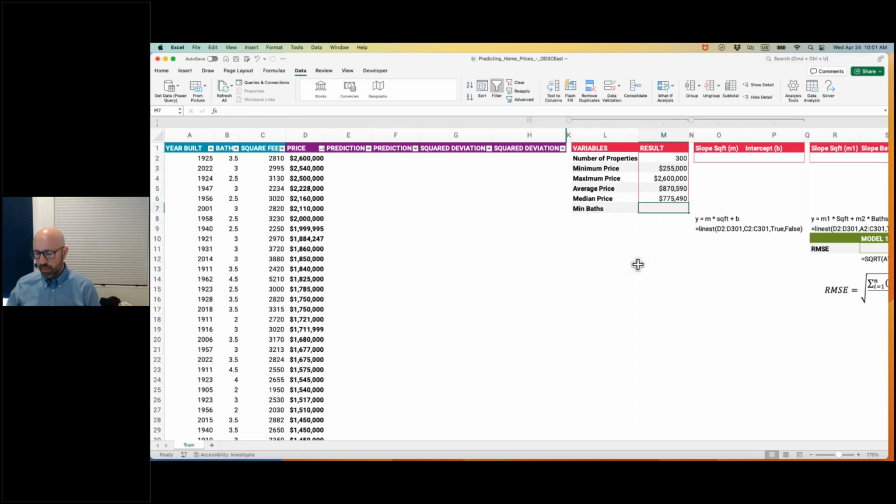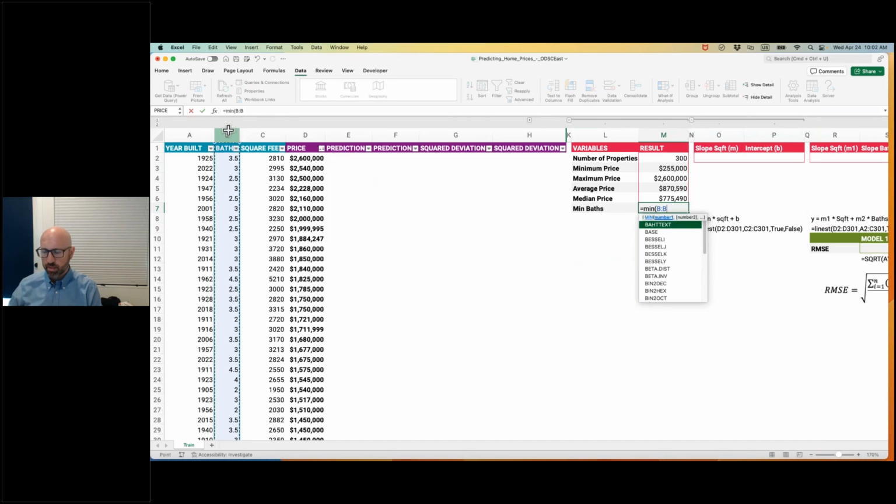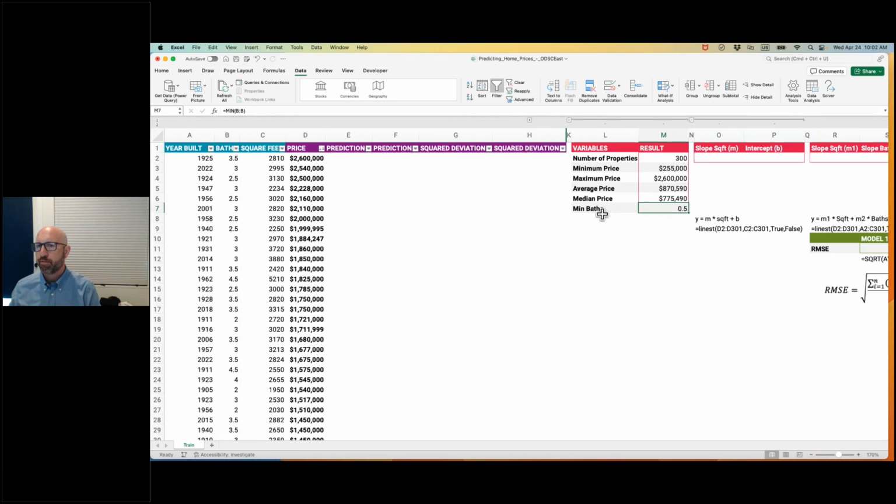Okay, so I'm going to type in equal min, and let's look at the number of bathrooms. So I'm going to close the parentheses, and it says there's a property with 0.5, and some of you put 0.5 as an option. And you know, it piqued my attention, right? Because I said, what does that mean? Does that mean I'm going to live in a house that only has a sink and a toilet, and it's not going to have a shower? I mean, maybe. So I got curious.